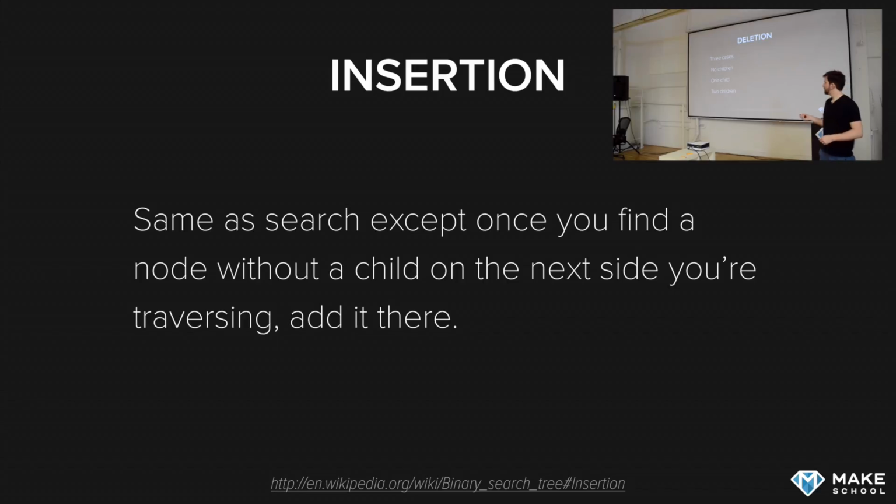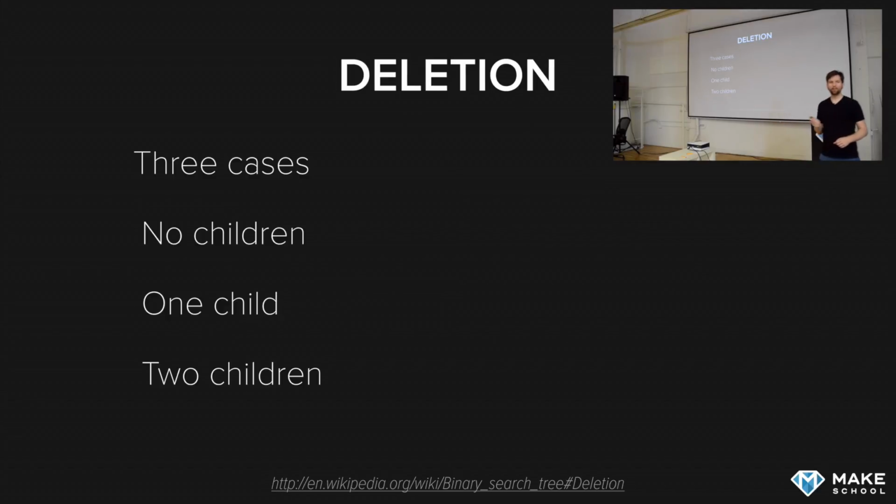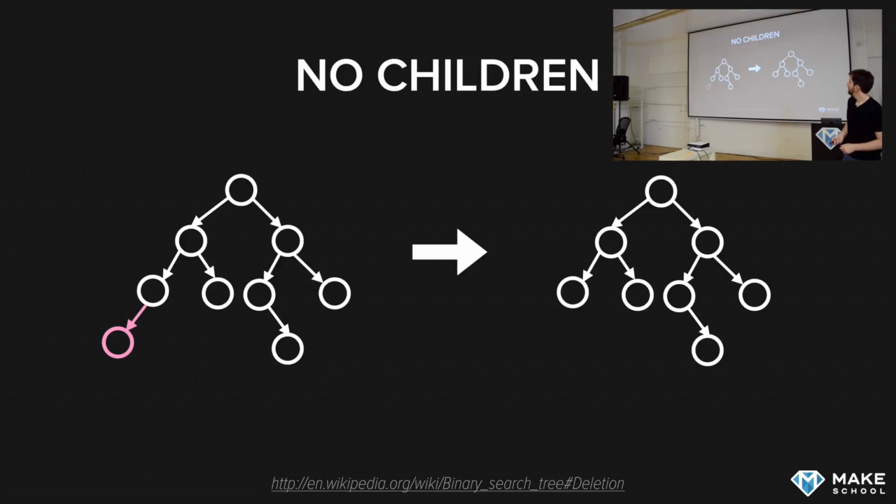Okay. So what about deleting a node out of a tree? Well, there are 3 different cases that you have to account for. The first is that the node has no children. The second is that the node has 1 child. And the third is that the node has 2 children. So let's talk about the case where the node has no children. Let's say we're trying to delete this pink node here. It's a leaf, it has no children.